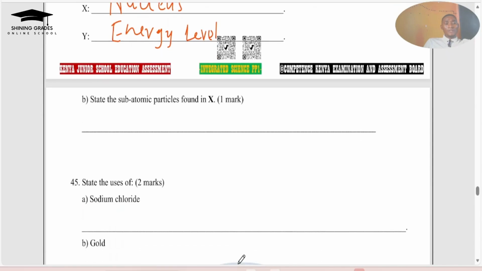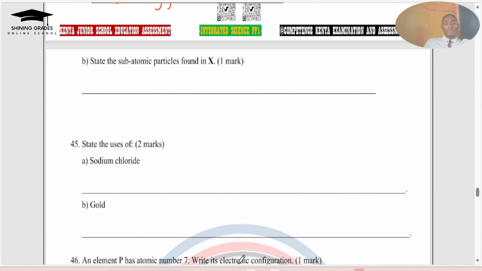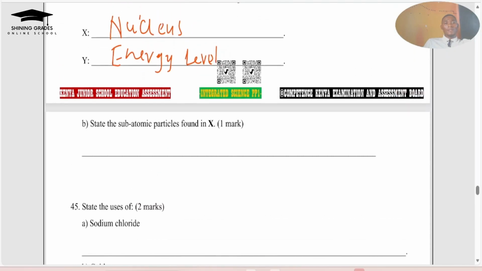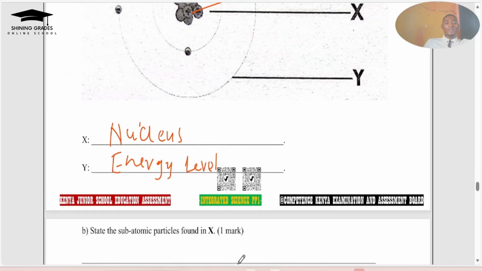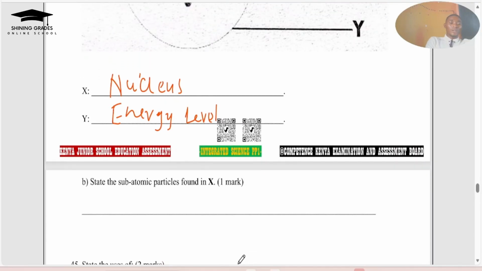Part B, state the subatomic particles found in X. In the nucleus, the subatomic particles which are found there, we already said, are the protons and the neutrons.